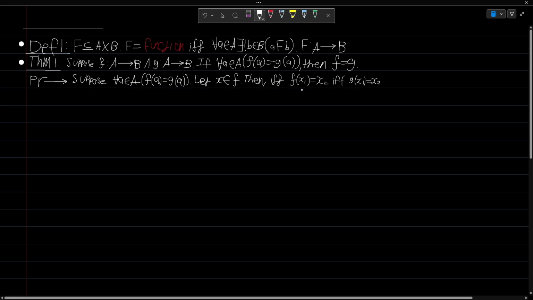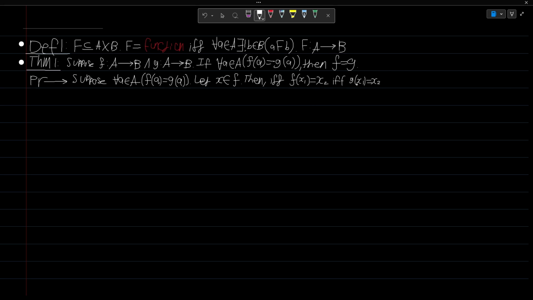We then notice that this is true if and only if g of x1 is equal to x2, since we know that f of a is equal to g of a for all a in A, since x1 is in A. So now we can say that f of x1 is equal to g of x1 is equal to x2. And by definition of g of x1 equals x2, this is true if and only if x is in G.